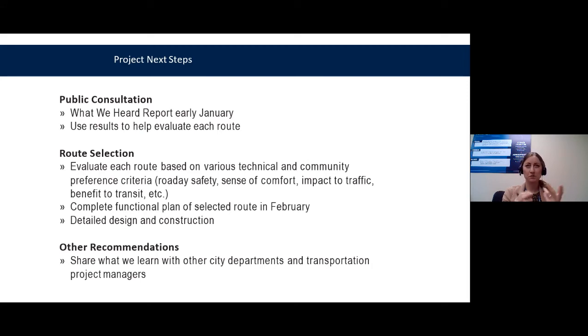The evaluation framework talks about impacts to parking, grades, as Garrett mentioned, some of those steep hills, comfort and safety for people walking and biking. So we do have a robust process for trying to determine what the final route will look like. Each route is going to be evaluated based on various technical and community preference criteria. Like I said, road safety, sense of comfort, impact to traffic, benefits to transit, and we're aiming for the end of February to have a complete functional plan section done.